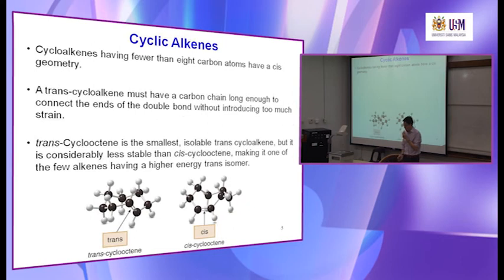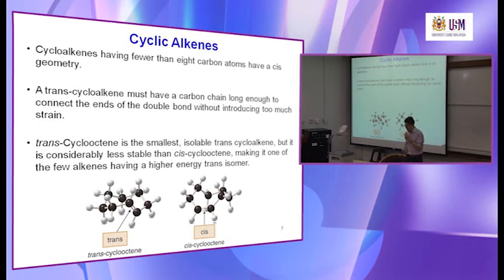Cyclic alkenes having fewer than 8 carbon atoms have a cis geometry. Like this one, this is cis cyclooctane. Okay, of course this is octane, but anything less than 8 carbon for the cyclic alkene, they exhibit a cis geometry. They are in a ring. Okay, so this is so-called less strain is created.